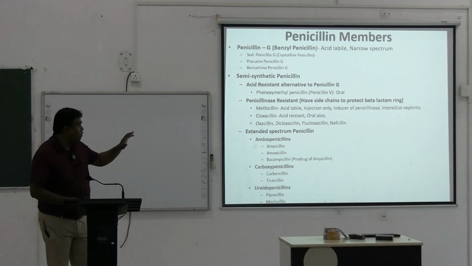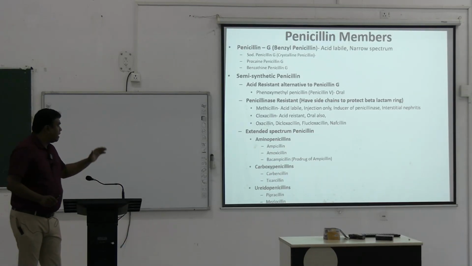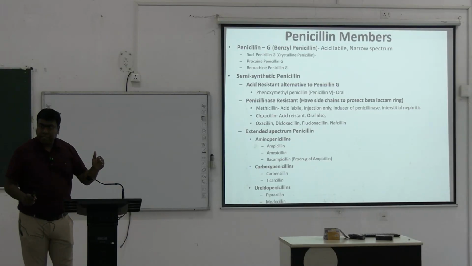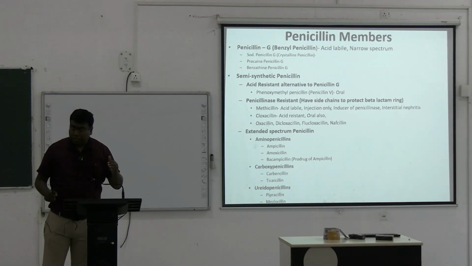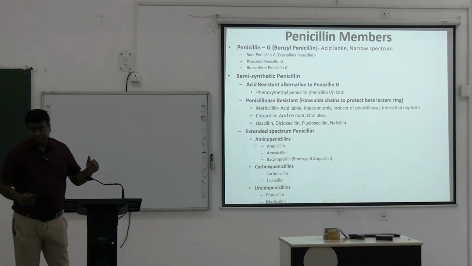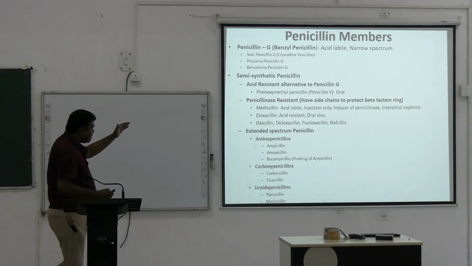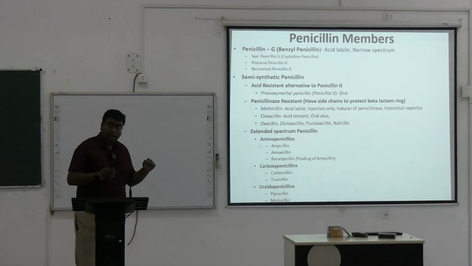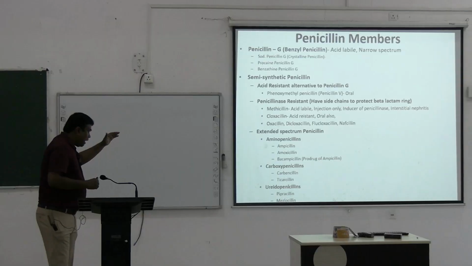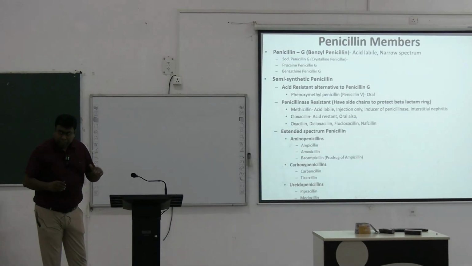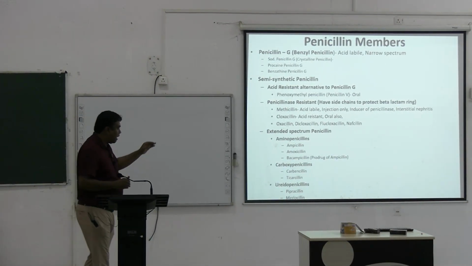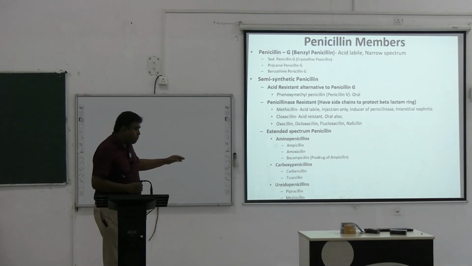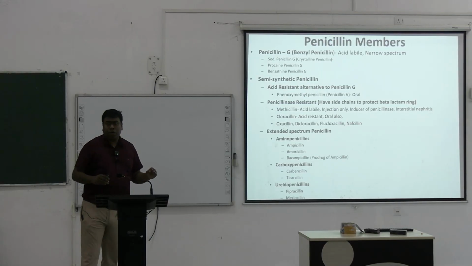By changing the side chain only, we get semi-synthetic penicillins. Then the penicillinase resistant penicillins are Methicillin, Cloxacillin and Nafcillin. Then extended spectrum penicillins, among them Ampicillin and Amoxicillin, the aminopenicillins, and Carboxypenicillin and Ureidopenicillin. Among these, Carboxypenicillins are Ticarcillin and Carbenicillin, and Piperacillin is the ureido.